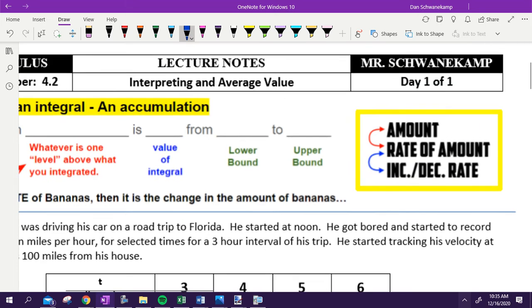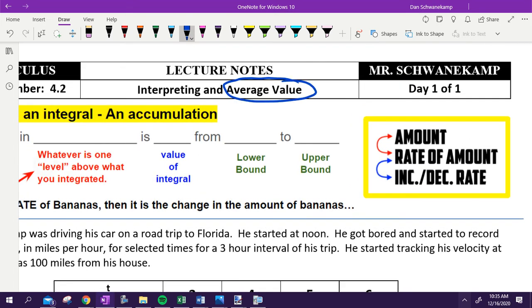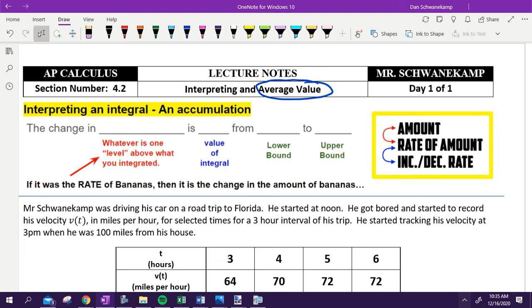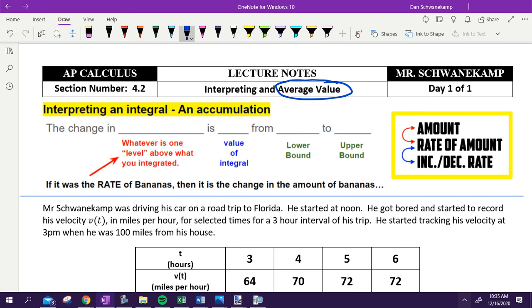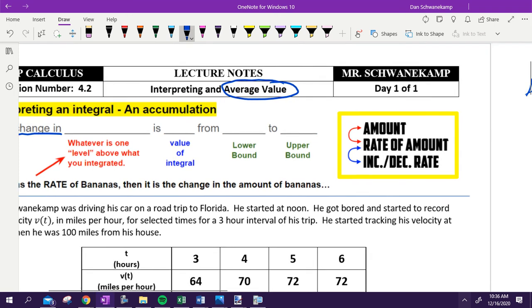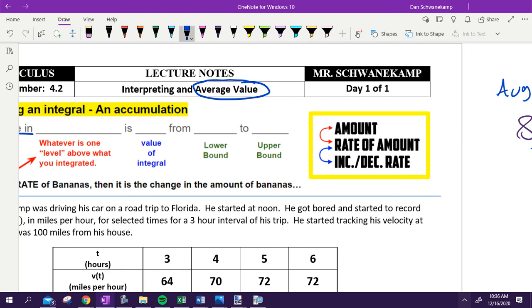We are finding an average value. That's what we're trying to do. It's as simple as add them all up and divide by however many you got. We talked about this the other day, so I'm not going to talk about it again. But remember what we're doing. When we find an integral, what we're going to find is the change in whatever one level above what you have is. So, for example, in bell work, if I were given the rate of grass clippings, when I integrate that, that will tell you the amount of grass clippings. That's what we're trying to do.